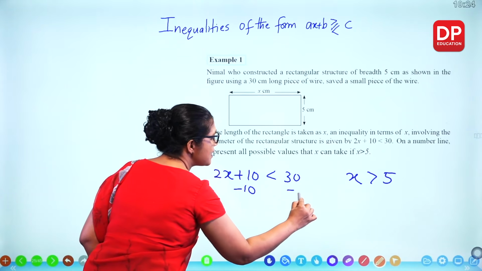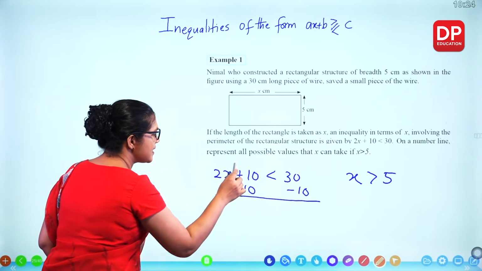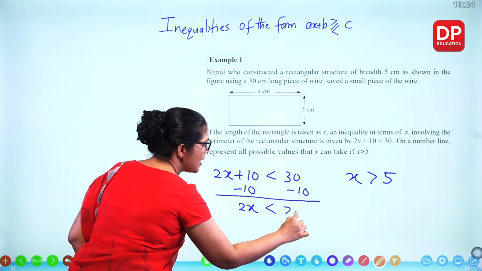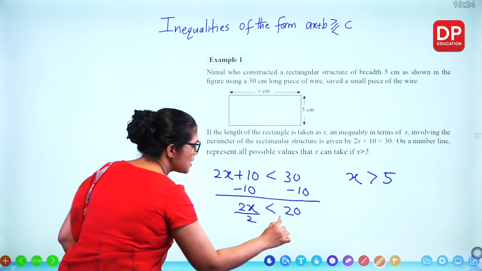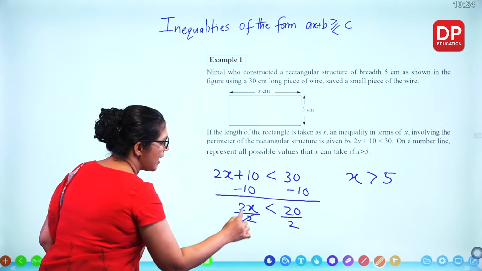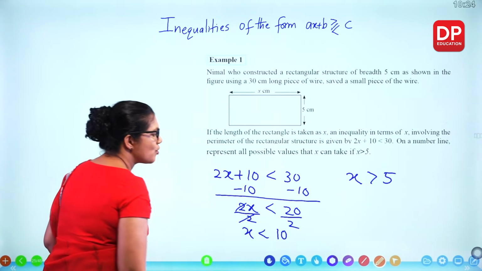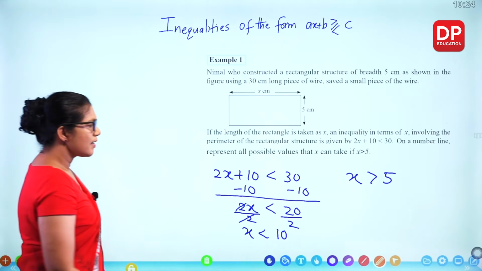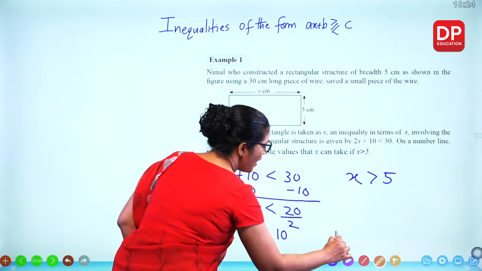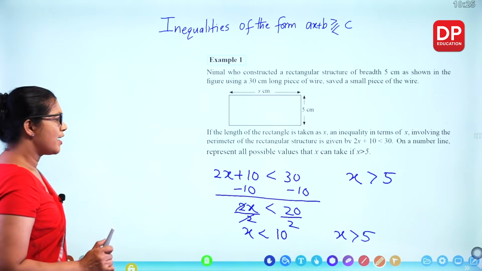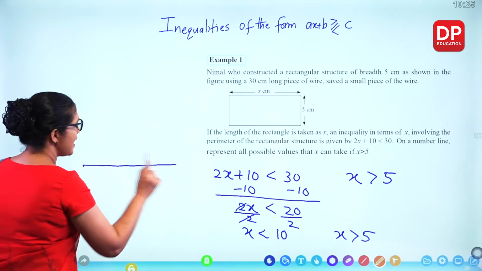We can get rid of this 10 from both sides. You get 2x is less than 30 minus 10, which is 20. Divide both sides by 2. You get x less than 20 divided by 2, which is 10. And also x greater than 5. Now we'll try to draw the number line and see.